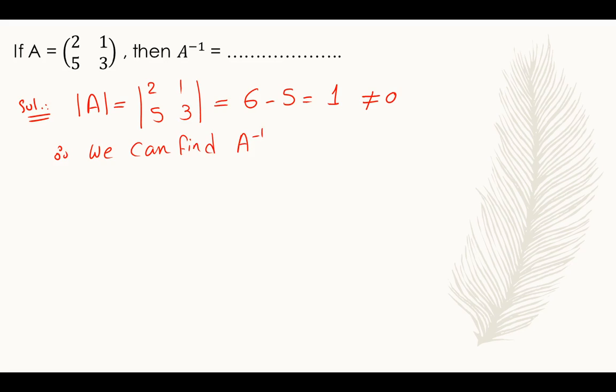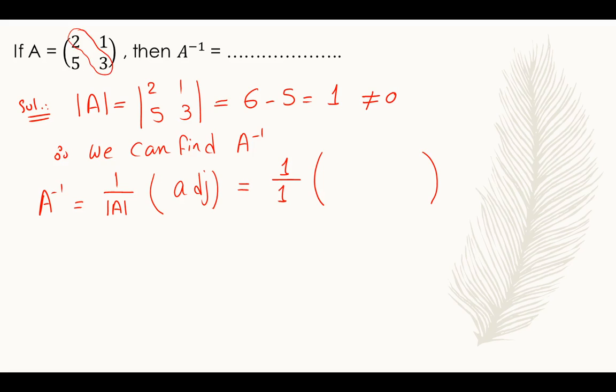Okay, how can we find A inverse? The value of A inverse equals 1 over the value of the determinant of A, multiplied by the adjoint matrix. This is equal to 1 over 1, since the determinant equals 1. And what is the adjoint matrix? We form it by swapping the two elements of the main diagonal. So instead of 2 we will write 3, and instead of 3 we will write 2.